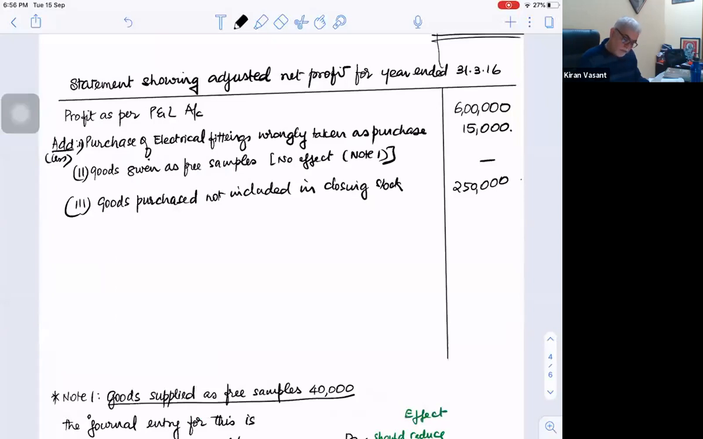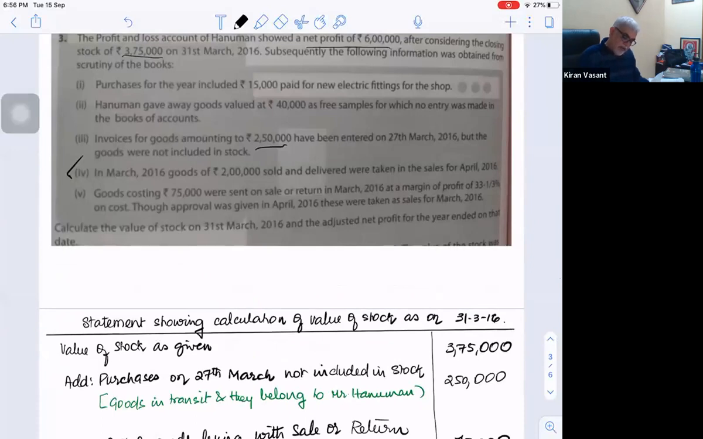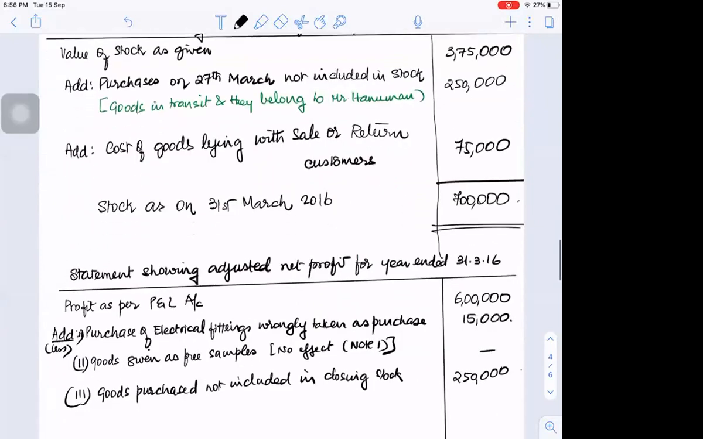Now, one more question. Goods costing 75,000 were sent on sale or return basis. So to whom does the stock belong? The proprietor, Hanuman. So it should be included in my closing stock, isn't it?